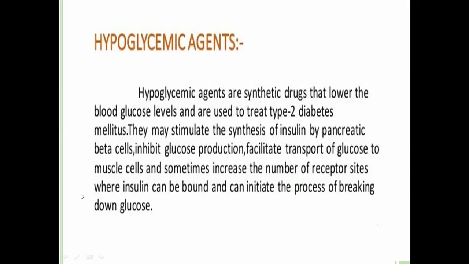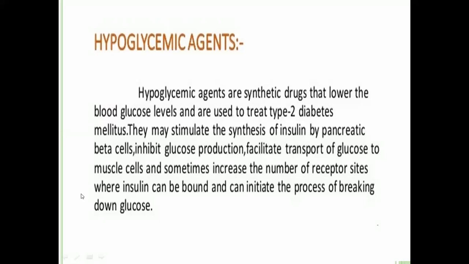In diabetes mellitus, what happens, is the sugar level increased or decreased in a diabetic patient? Increase. Increase in blood sugar level. So there is a need to decrease this increased blood sugar or blood glucose level. That means in that patient, the level of sugar or glucose in the blood needs to be reduced. So that's why, for diabetic patients, these hypoglycemic agents are prescribed.